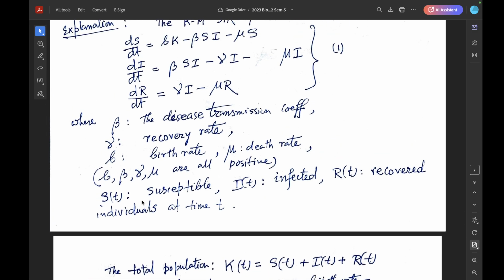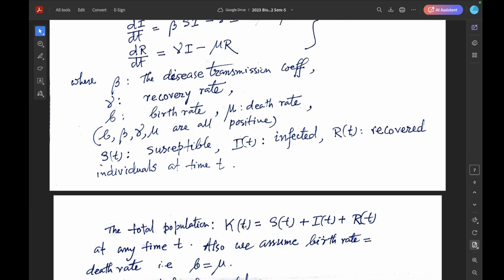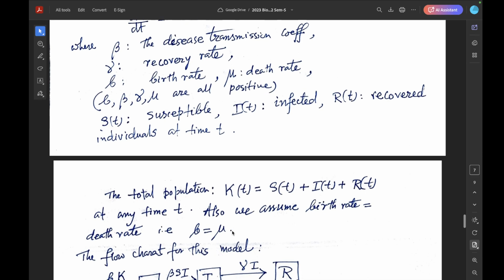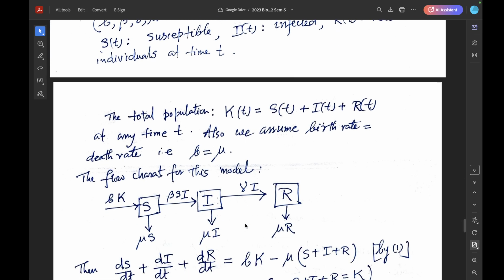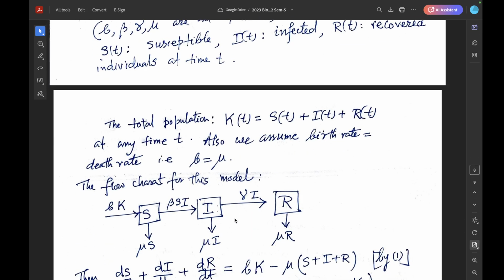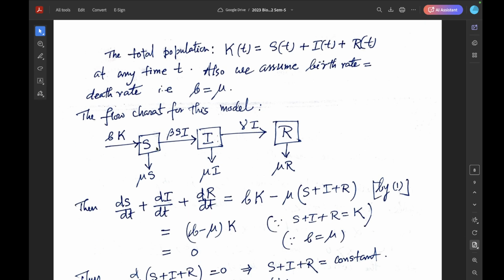And S(t) is the susceptible, I(t) is the infected, and R(t) is the recovered individuals at any time t. The total population K(t) is equal to S plus I plus R at any time t. Also, we assume the birth rate equals the death rate, that is B equals mu. Now, this model can be described by this flowchart: S, I, R, the input B K, and the outflow mu S.